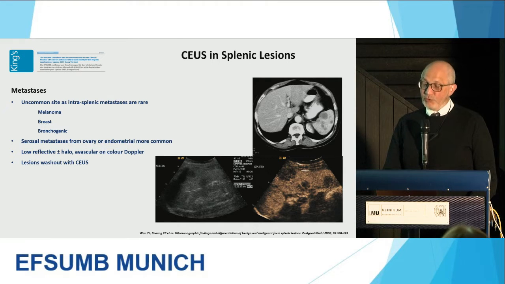Remember, there's not a dual blood supply to the spleen as there is to the liver, and you're looking at brief enhancement and washout in the late arterial phase with these lesions. And they usually wash out. And again, think back to that first slide I showed you, saying that if something washes out, it's likely to be malignant.